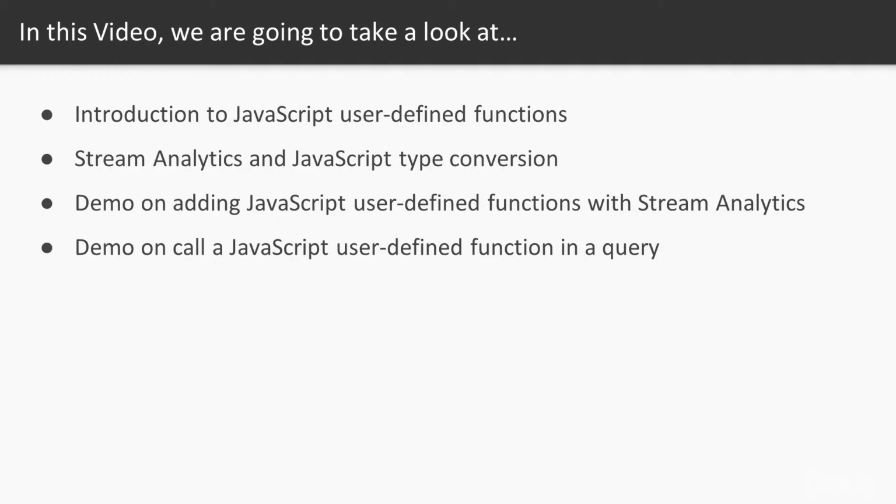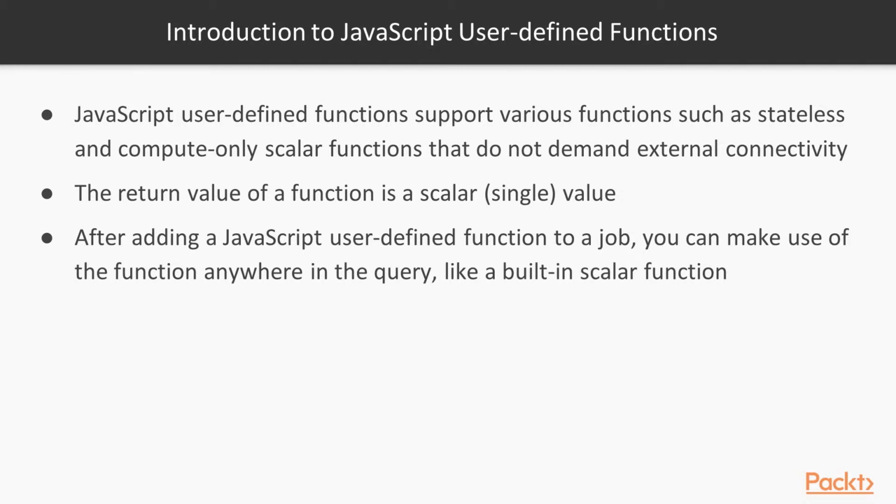So let's get started. Azure Stream Analytics supports user-defined functions written in JavaScript. With the rich set of string, regular expression, math, array, and date methods that JavaScript provides, complex data transformations with Stream Analytics jobs become easier to create. JavaScript user-defined functions support stateless, compute-only scalar functions that do not require external connectivity. The return value of a function can only be a scalar value.